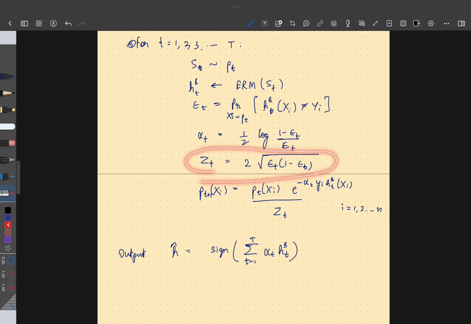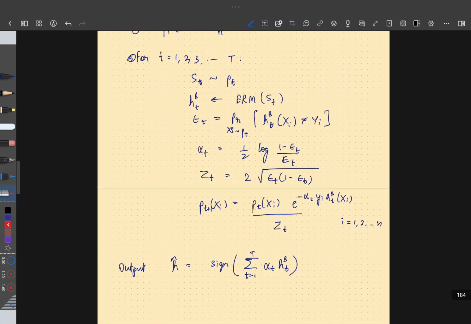And Z_t is essentially just a normalization factor to make sure that this is a valid PMF. This is very specific to AdaBoost. By changing these rules and by changing how you choose alpha t, you get a large number of variants. And we'll see a systematic interpretation of all of these variants.